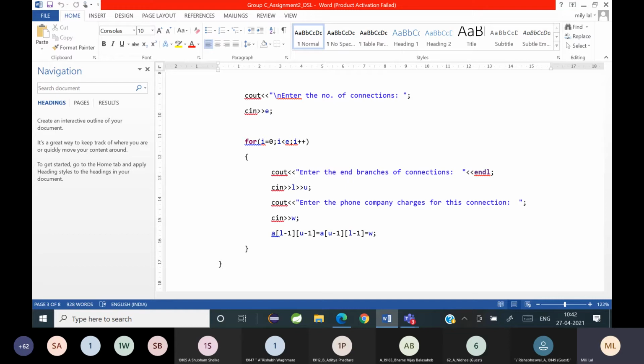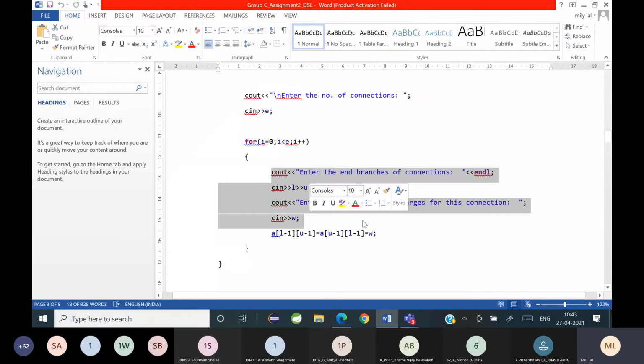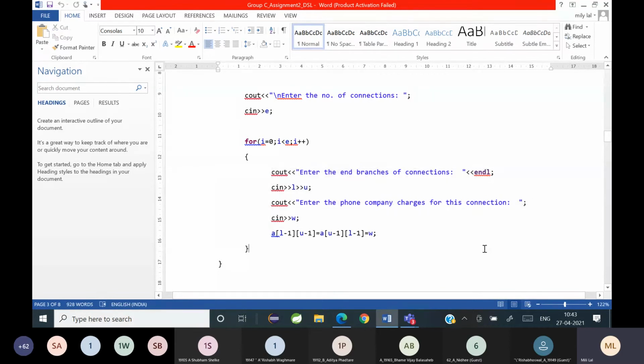That means it's a weighted graph. So for each edge, there will be a cost, and you have to enter the cost of it. So have you understood these four lines now? Is it clear to everybody? Yes, ma'am. Okay. Now, what do you feel in this particular line, which I have highlighted here? What is it about? Can somebody tell me any idea?